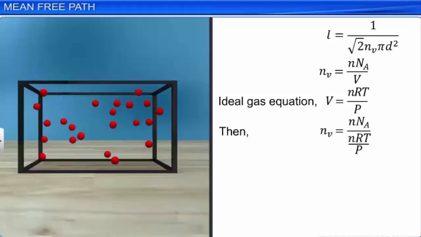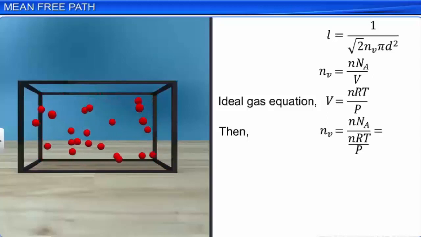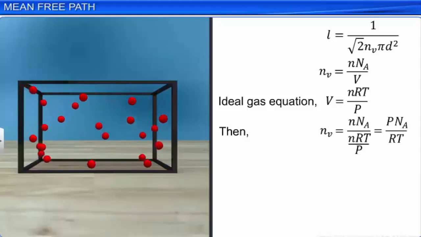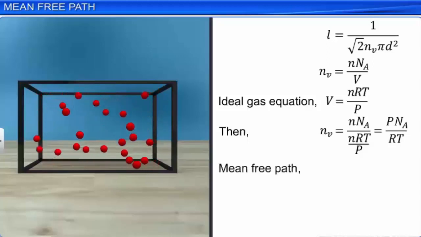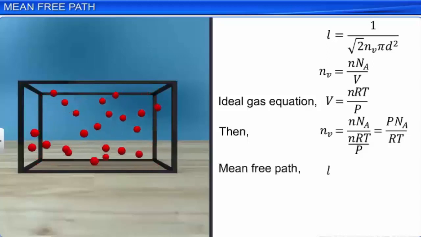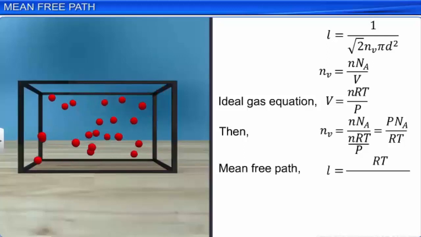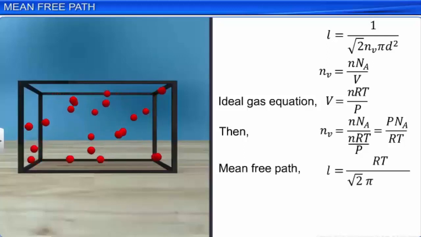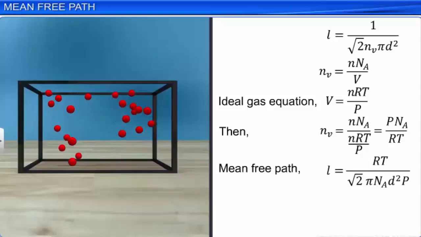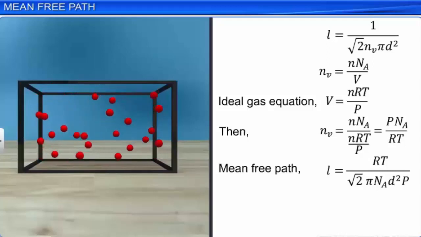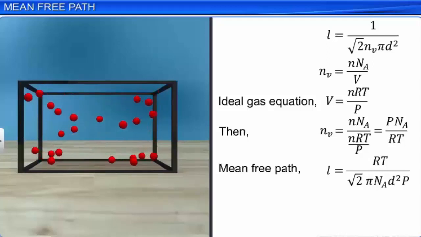Then the mean free path of the molecules can be written as L is equal to RT by square root 2 pi Na d square P. Hence, we see that the mean free path is directly proportional to the absolute temperature of the gas and is also inversely proportional to the pressure of the gas.